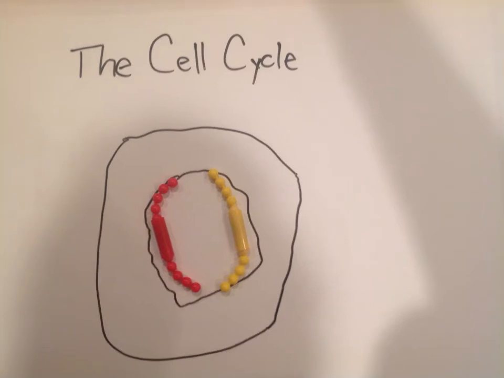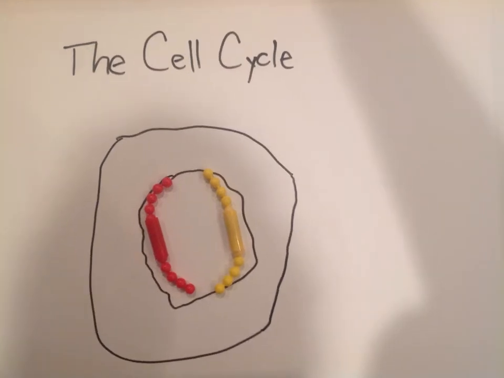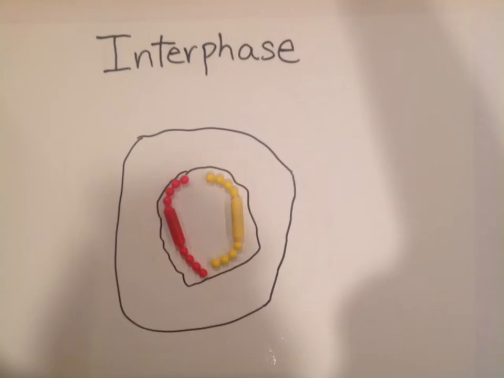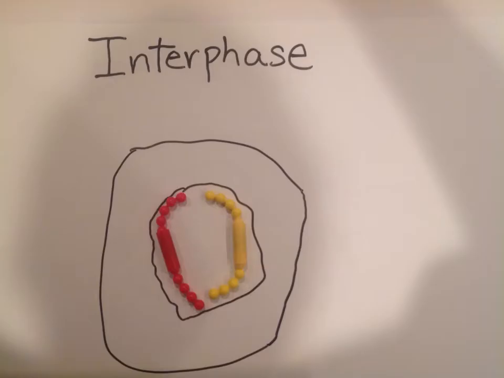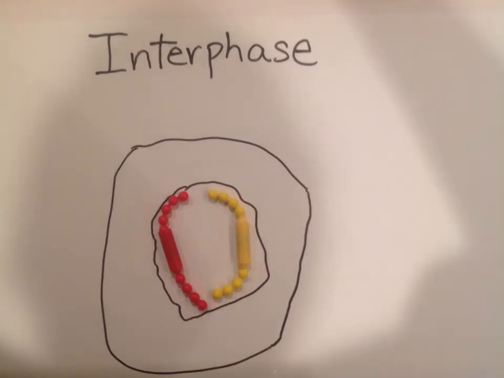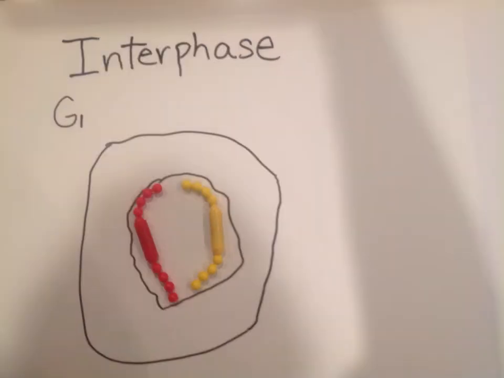This is the cell cycle of animal cells. The cell cycle begins with interphase, where it spends 90% of the time before mitosis can occur. Interphase has 3 stages within it.